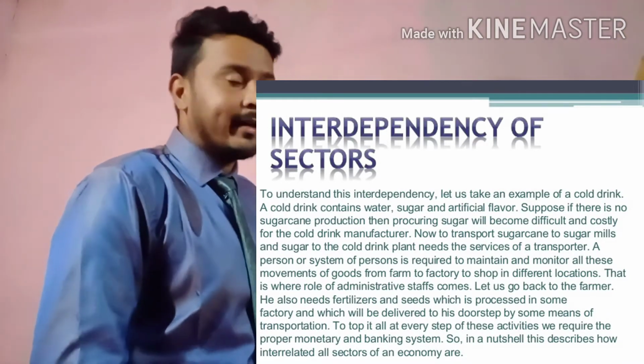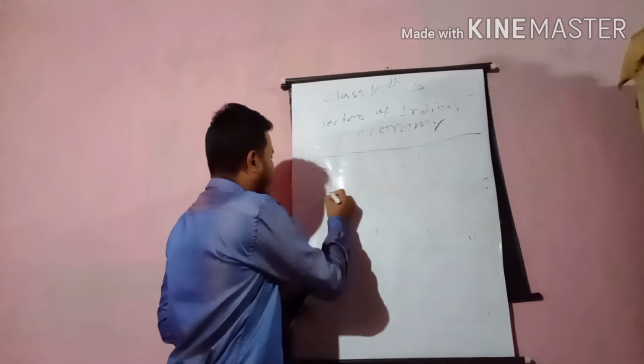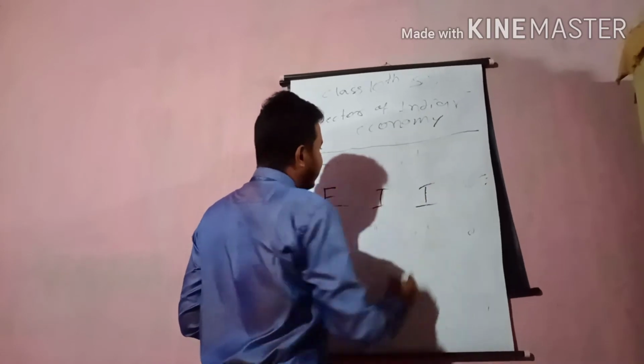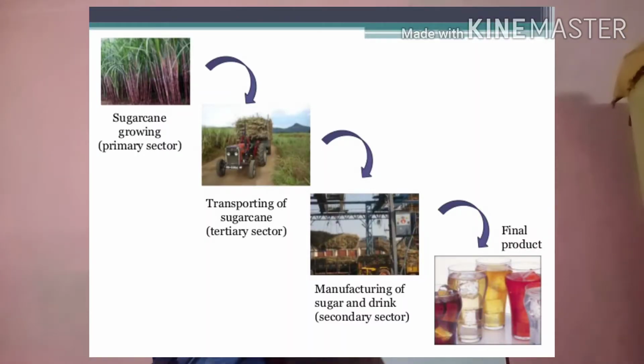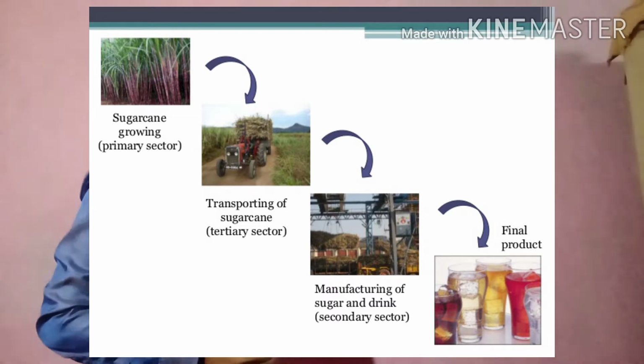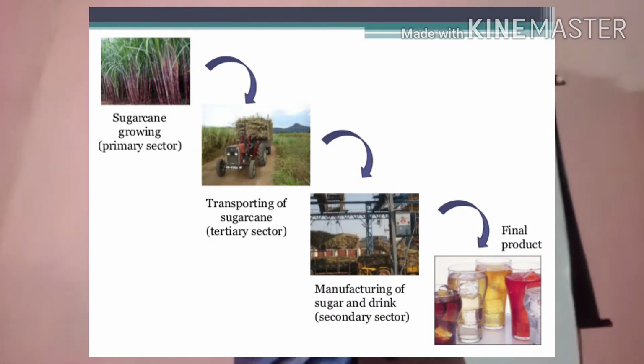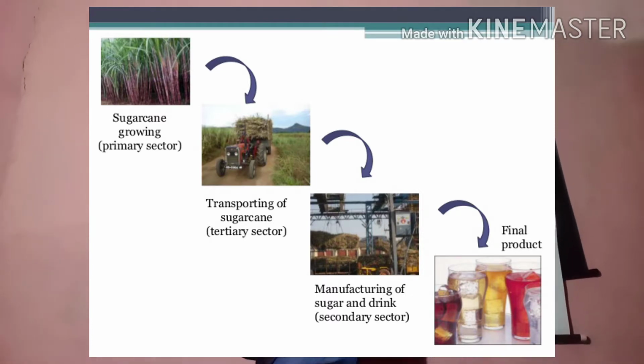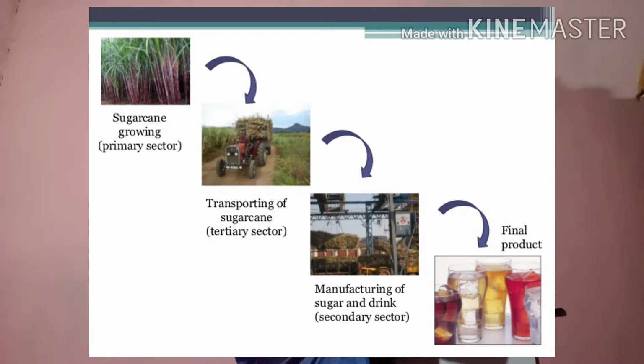Let's take an example. A farmer produces sugar cane, and then through the tertiary sector it is transported to the manufacturing sector. The manufacturing, or secondary, sector then makes the final product, and that goes to the market. The market is also a service sector, so in the tertiary sector, in the market, it is sold by the shopkeeper.